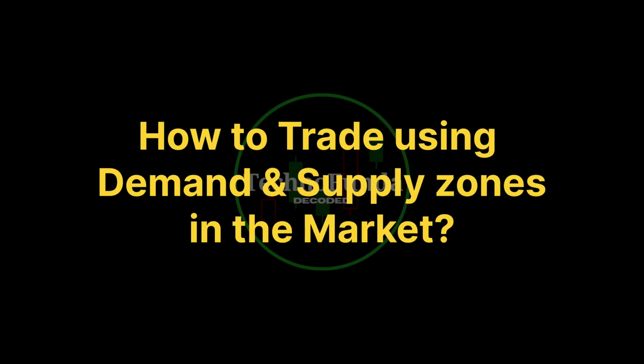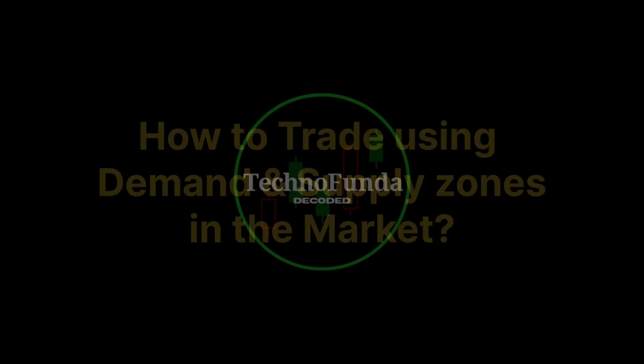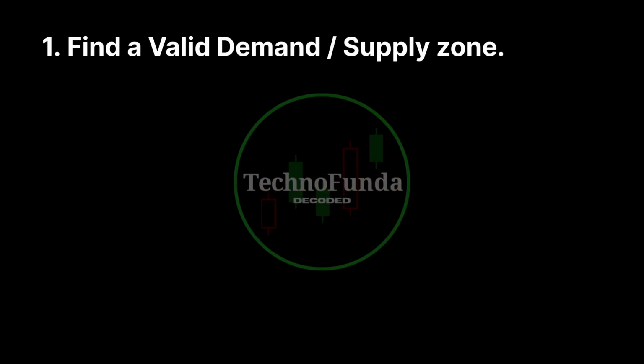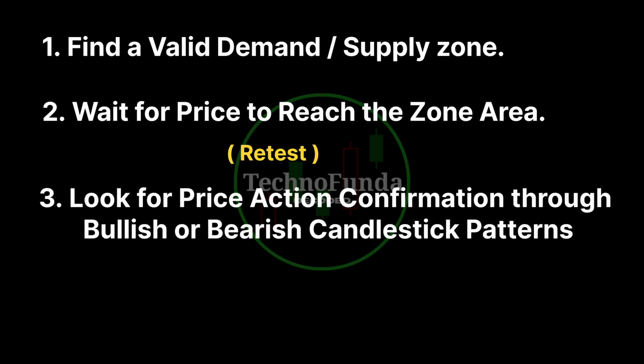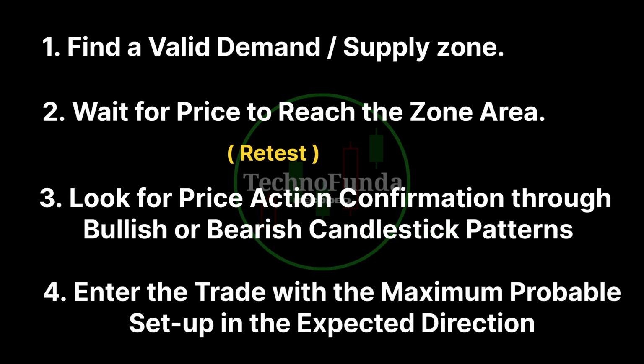Now, let's come to the most important topic: how to trade using demand and supply zones in the market. First, find a valid zone using the methods described. Second, wait for price to return to the zone. This is what we call a retest of that zone. Third, look for price action confirmation like a bullish or bearish candlestick pattern, reversal structure, or volume spike. Fourth, enter the trade in the direction of the expected reversal.